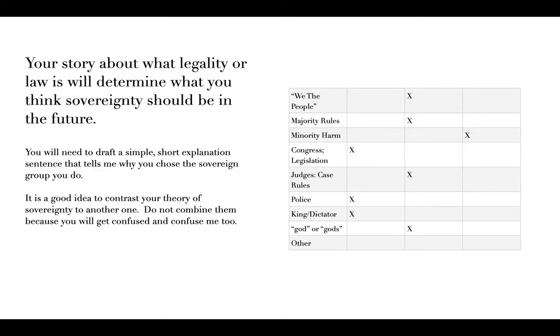Now, the next level, which I'm hoping you'll be better at now that I've given you feedback, is that your story about legality is going to determine where you think sovereignty should lie. So I kind of showed you here that if you said "we the people," then that's going to be in the second category. That's going to be with the law, because you think that people are participating, and that's the same thing for majority rules. Whereas on the far right, for minority harm, you're seeing law as being arbitrary, capricious, used against minorities, and so you want it to be placed with those minority groups so that they can fight back. And so that's against or resisting the law.